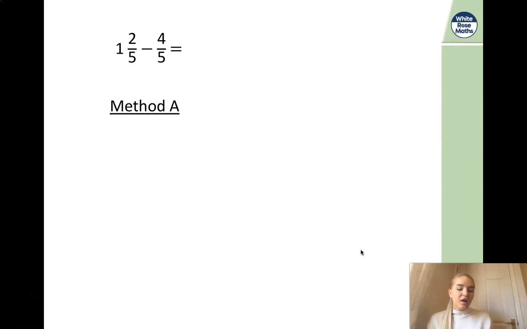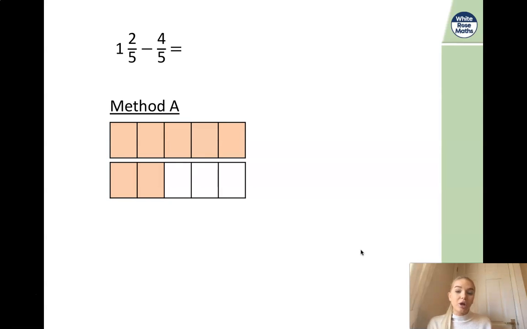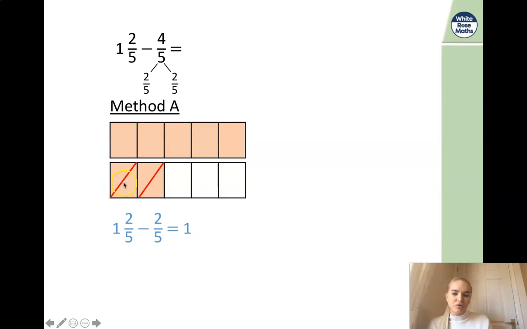So my first method is to show 1 2/5 using my bar model. So I can see here that I've got 1 because I've got 5/5, and then I've got 2/5. And because I'm subtracting 4/5, I can start by subtracting 2/5. And I know that 1 2/5 subtract 2/5 has left me with 1 whole. Now I've still got to subtract 2/5 because I've already subtracted 2/5, but I've got to subtract 4/5. So my other part of that would be 2/5.